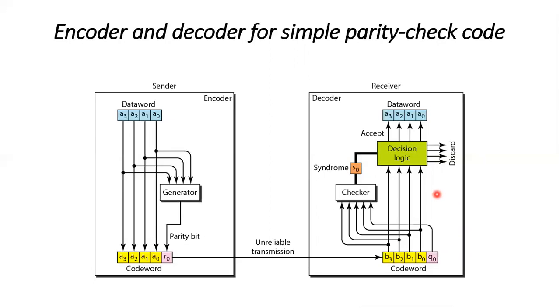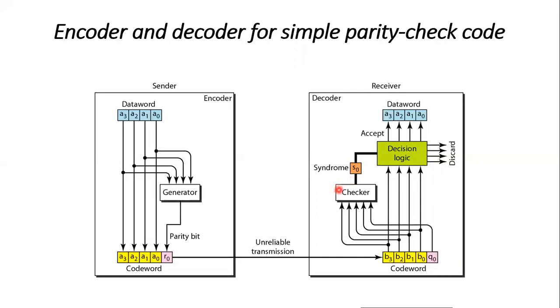Here the sender sends the code word, which may be corrupted during the transmission. The receiver receives a 5 bit word. The checker at the receiver does the same thing as the generator in the sender, with one exception: the addition is done over all bits. The result, which is called the syndrome, is just 1 bit. The syndrome is 0 when the number of 1s in the received code word is even, otherwise it is 1.